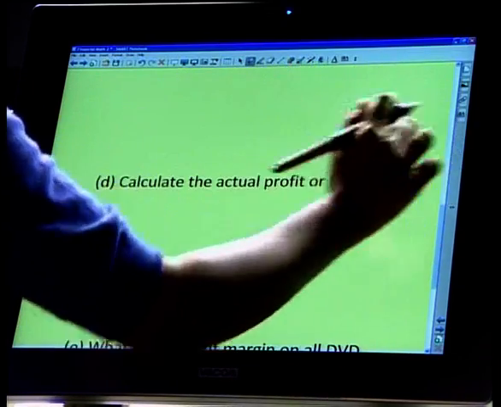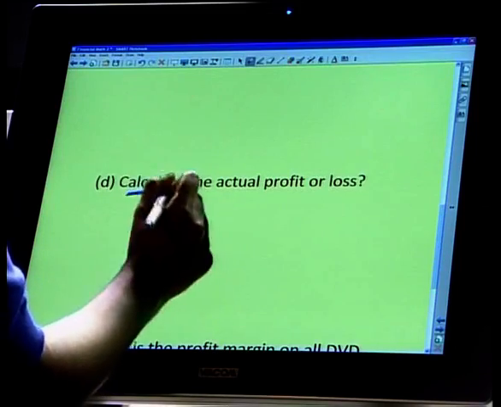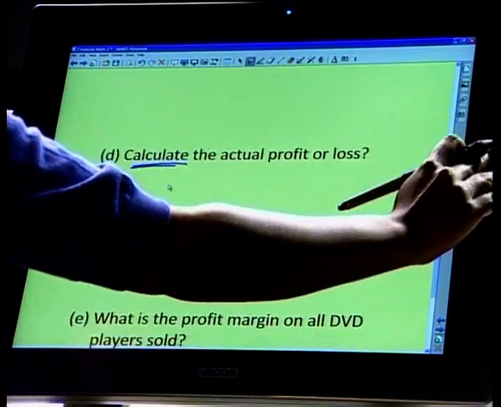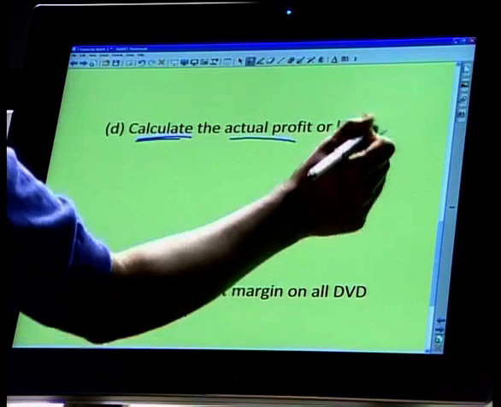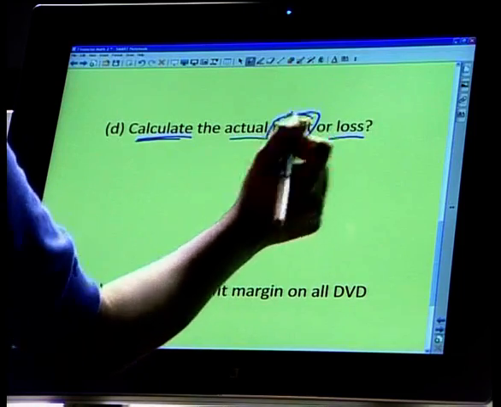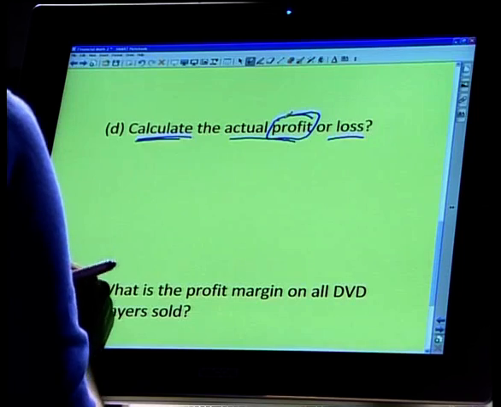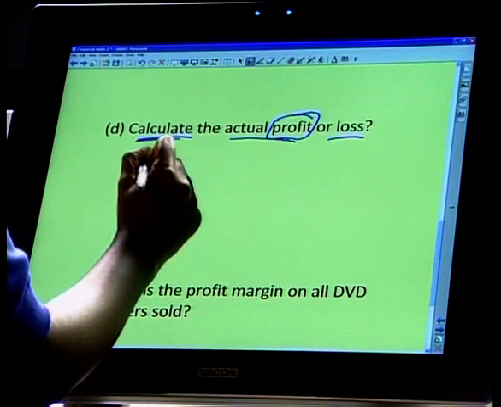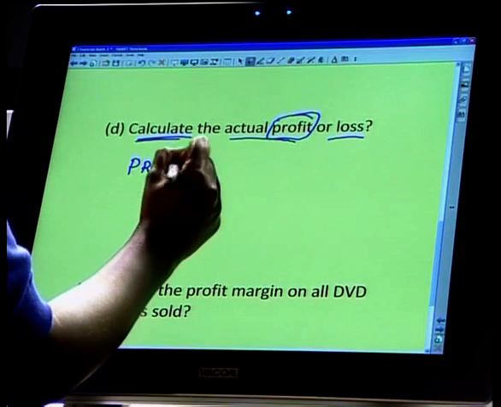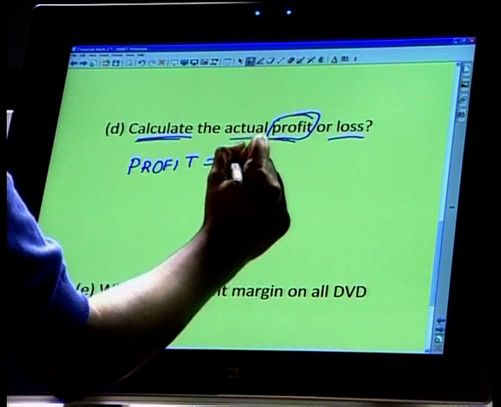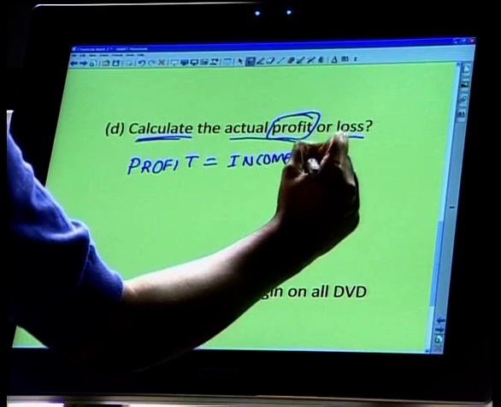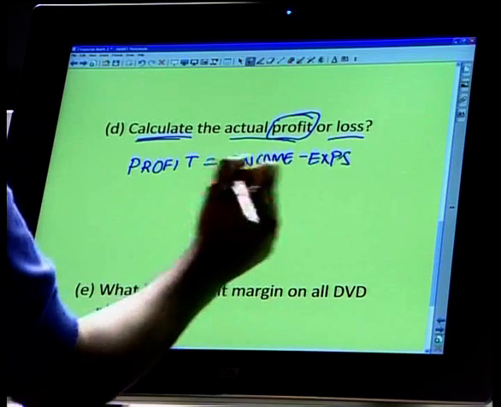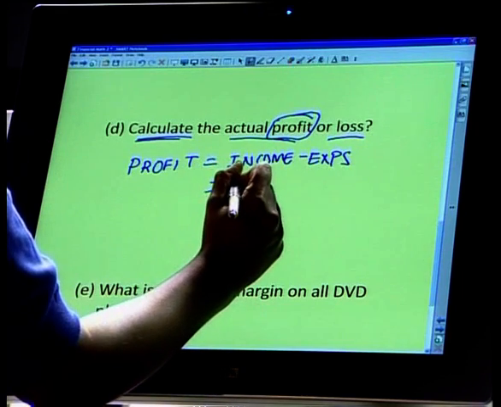Part D would like us to now actually calculate, so that means you need to show your workings here, calculate the actual profit or loss. Well, we know that he's made a profit, so we're only interested in working out his profit. To work out profit, we use the formula income minus expenses.